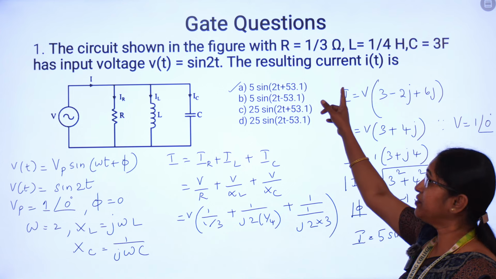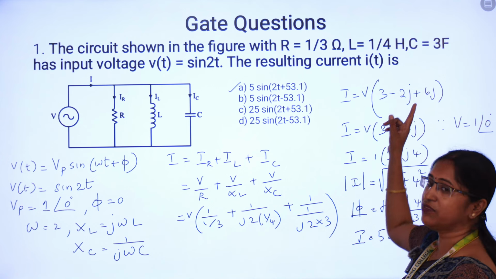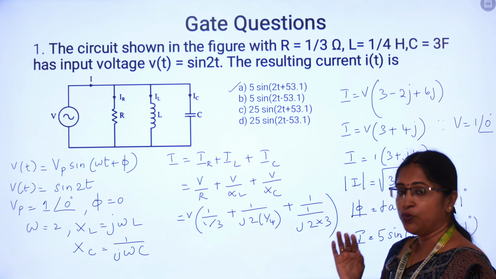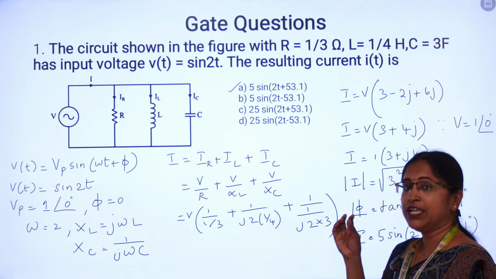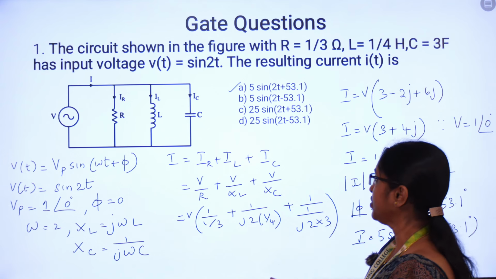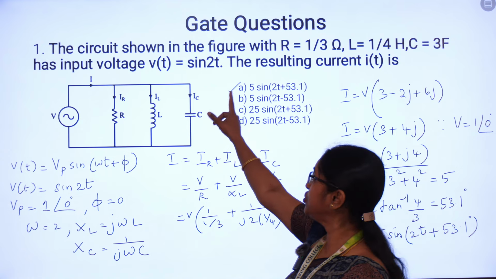R is given as 1 by 3 ohms. L is given as 1 by 4 henry. And C is given as 3 farad. As I said, L and C have their own units. So to convert those into impedance, we take into account the angular frequency. Okay, so now this is the circuit. The supply voltage V of t is sin 2t.